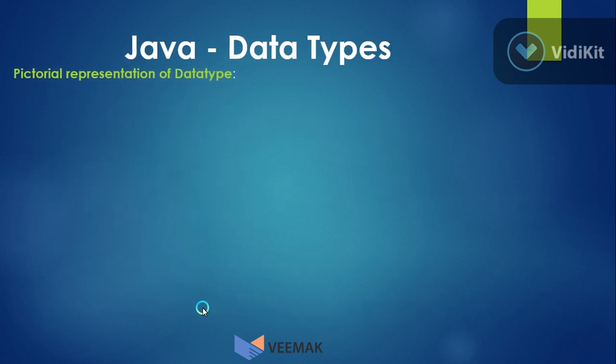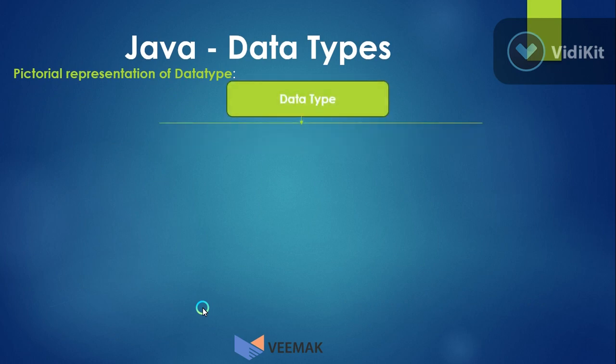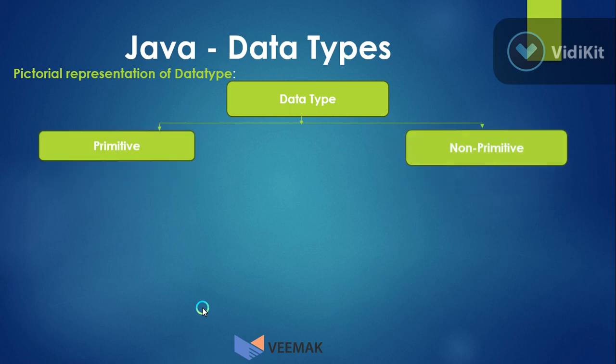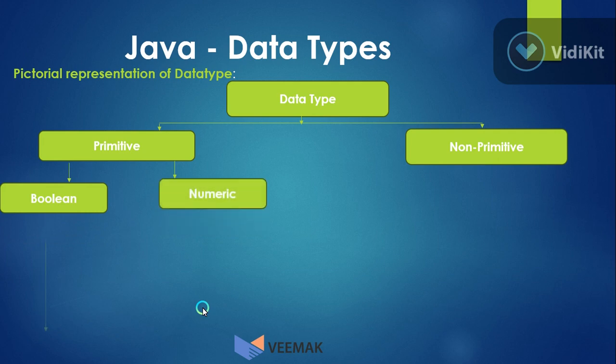So, pictorial representation of data types. The data types are classified into two types. That is the primitive data type, and the other is the non-primitive data type. The primitive data type is classified into two ways. One is Boolean, the other is numeric. The Boolean holds only one data type, that is boolean, which holds only a true or false value.